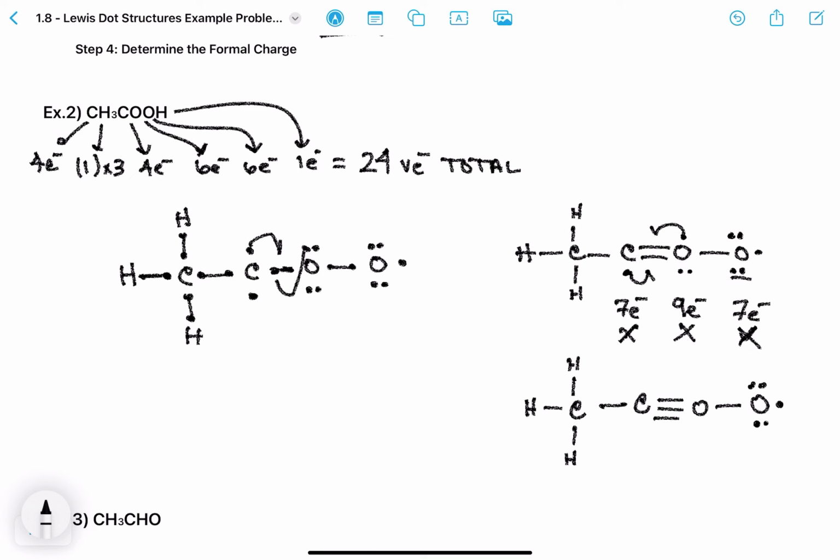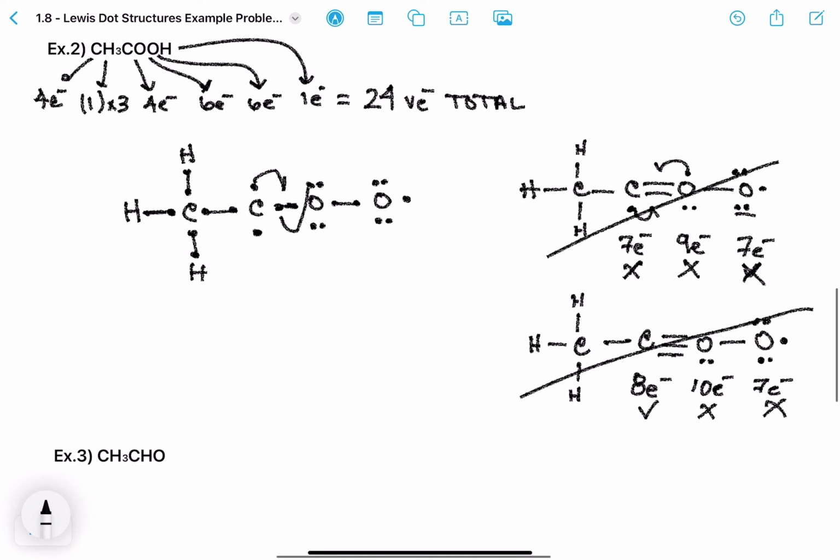Let's take a look. I've got 2, 4, 6, 8. So this guy's happy. This oxygen has, and I forgot the lone pair, 2, 4, 6, 8, 10. Ooh, no. And then this oxygen's 2, 4, 6, 7 again. So this is not the right valence, the right Lewis dot structure. And so I'm going to do another attempt.